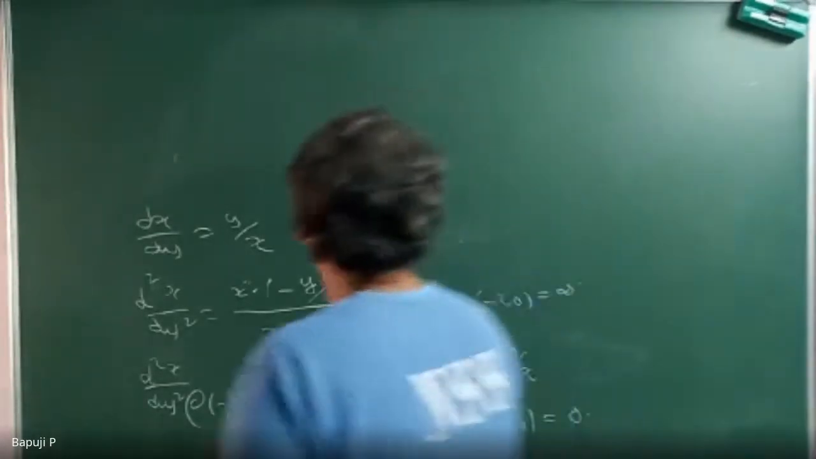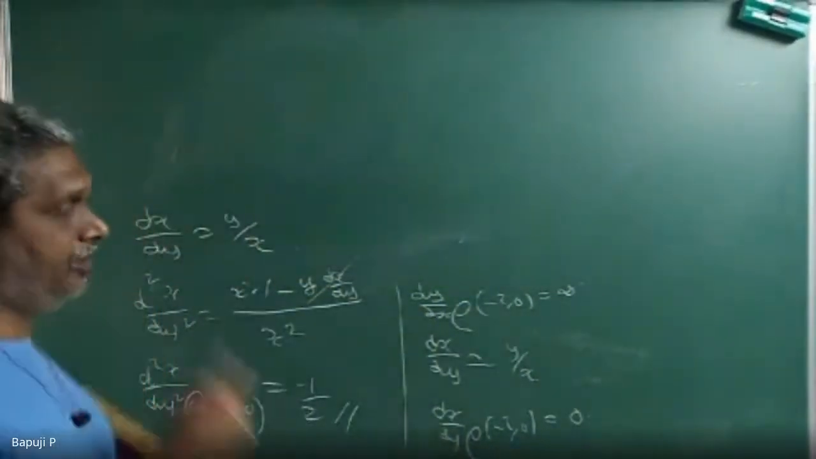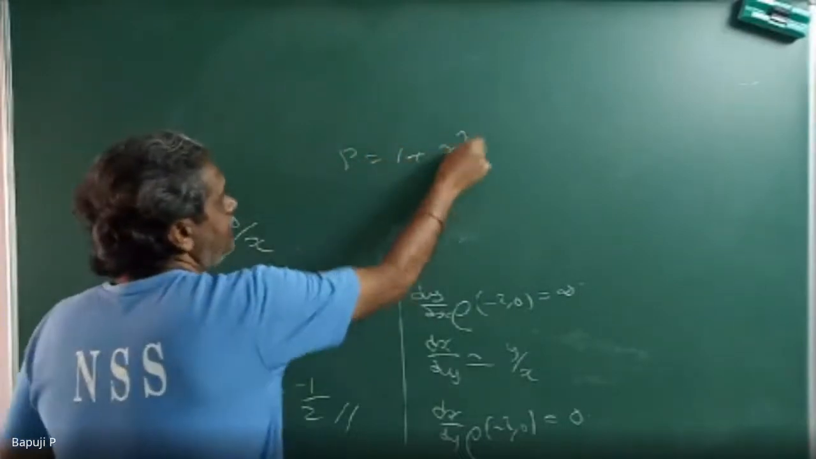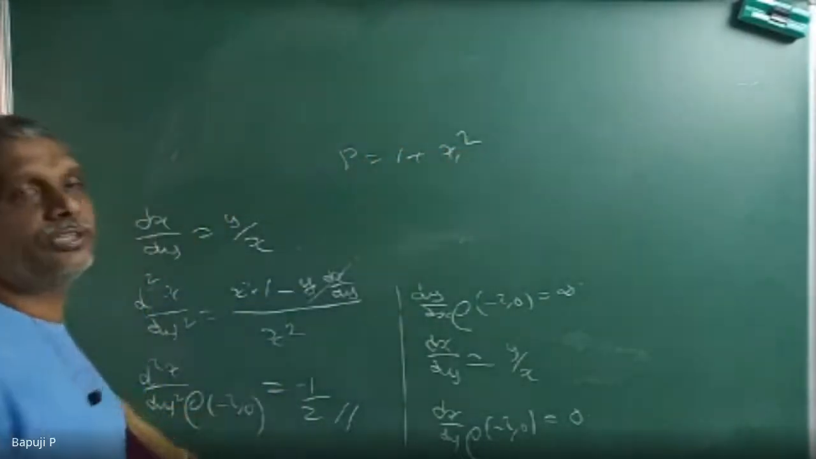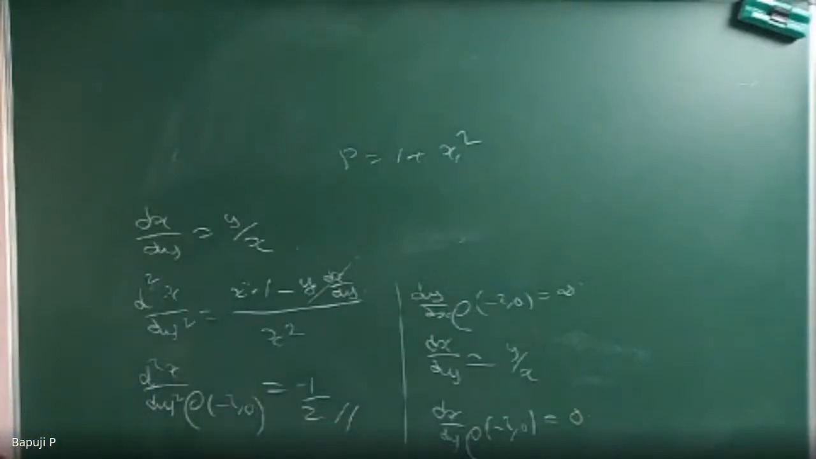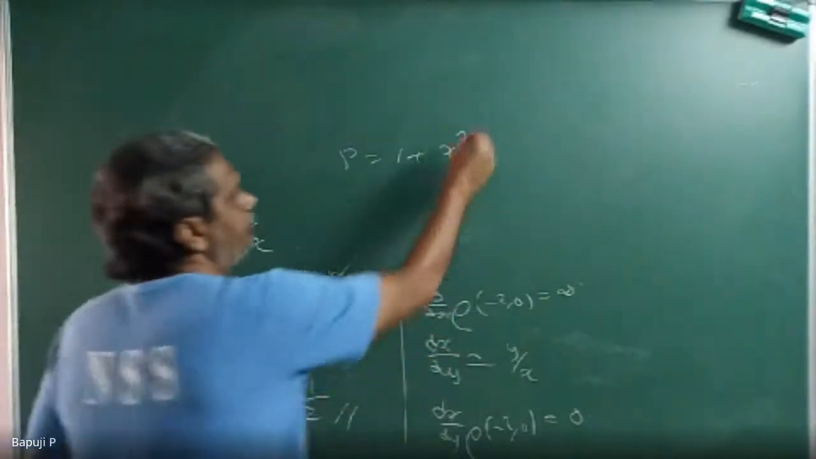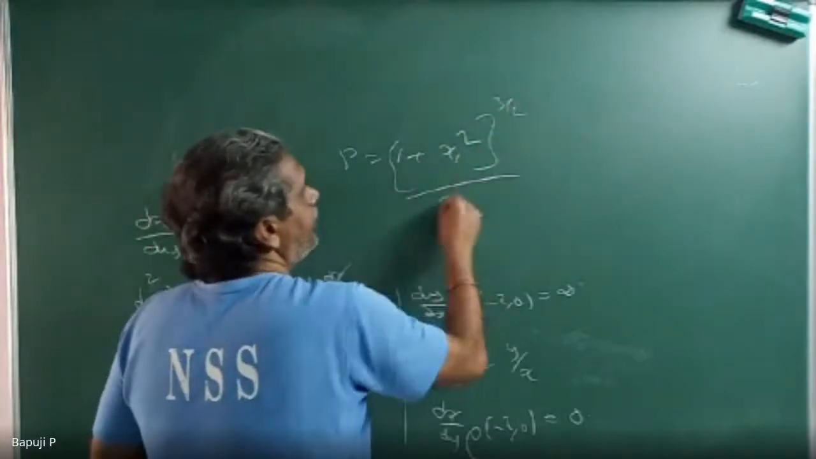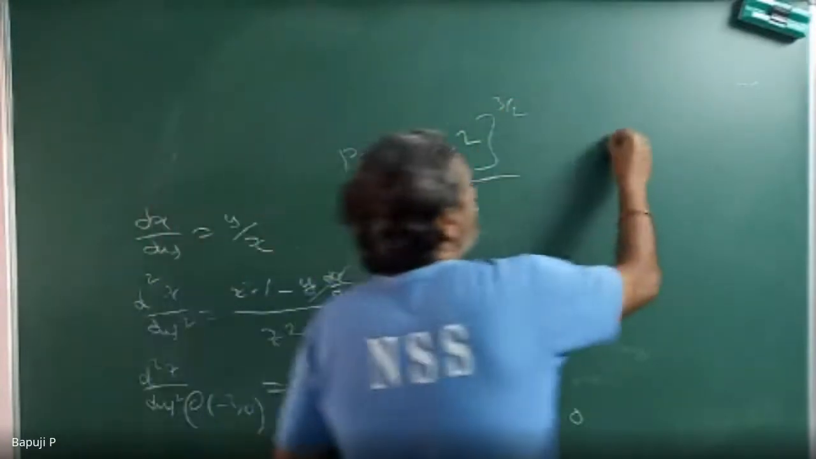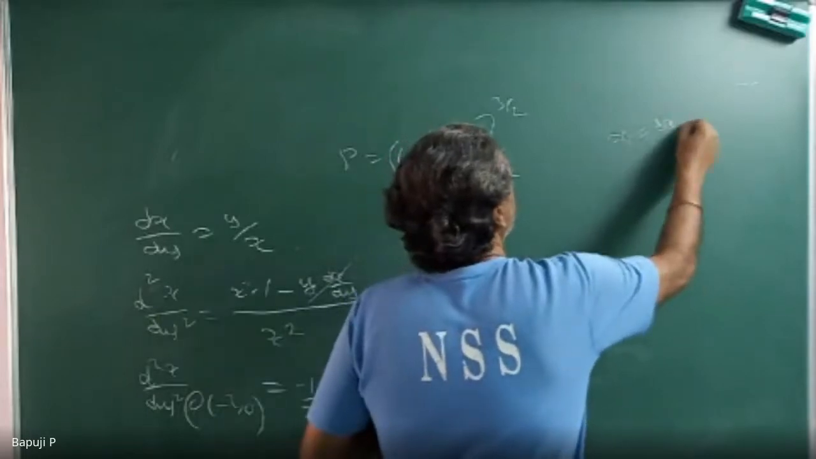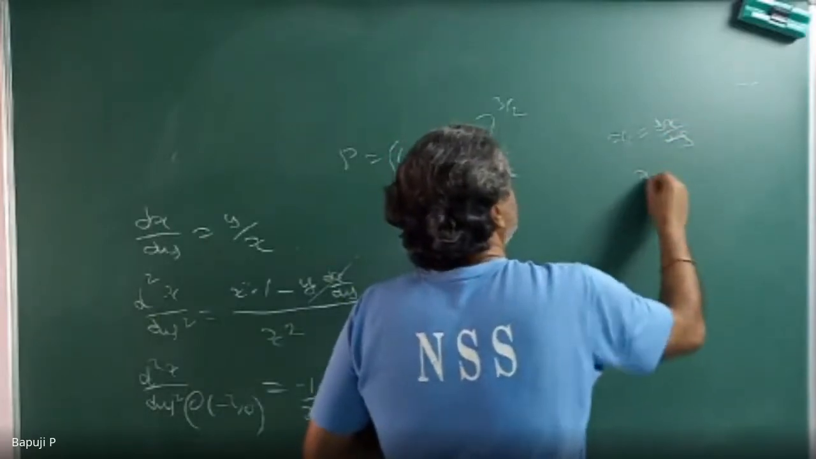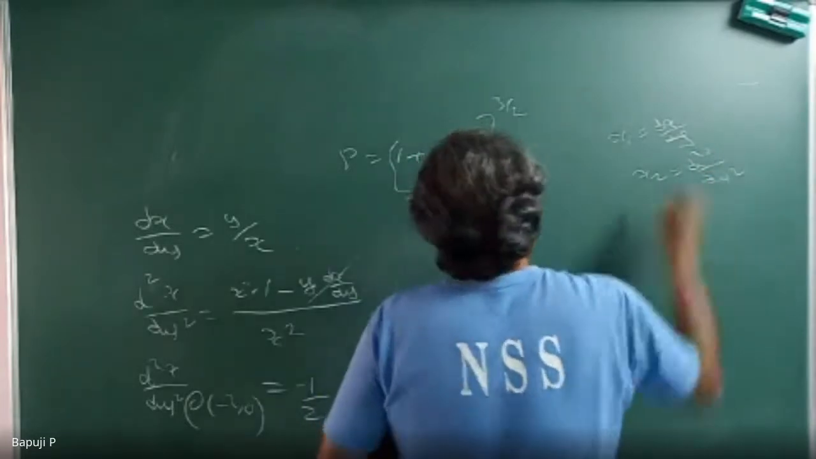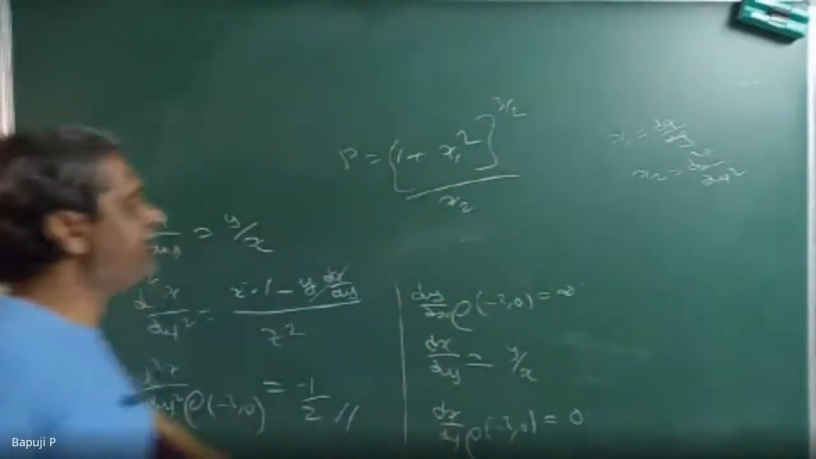Now what I want to do is this. My formula is rho is equal to 1 plus x1 square, where x1 is equal to dx by dy, whole power 3 by 2, divided by x2, where x1 is equal to dx by dy and x2 is d square x by dy square. So rho at minus 2 comma 0, what will I get?